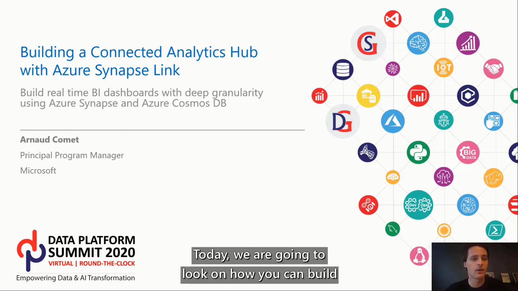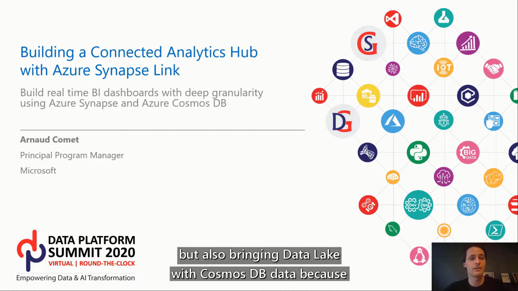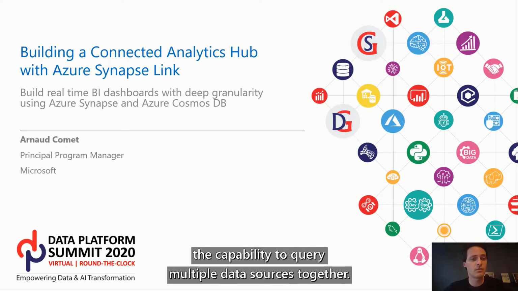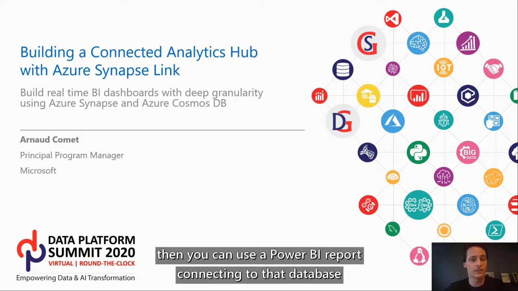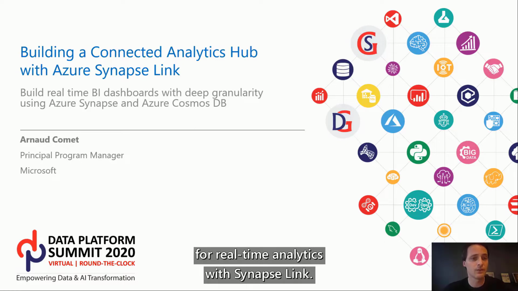Today we are going to look at how you can build a connected analytics hub with Azure Synapse Link. So it's not just about Synapse Link for Cosmos DB, but also bringing a data lake together with Cosmos DB data, because serverless SQL pool has the capability to query multiple data sources together. You create a database, create tables and views within that database. Then you can use a Power BI report connecting to that database and query this data in place without data movement. So we will show you that and how it can be done for real-time analytics with Synapse Link.